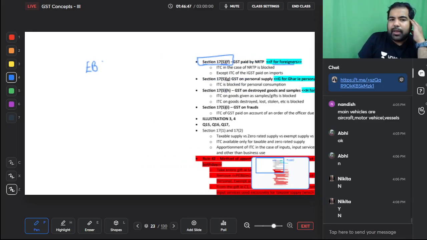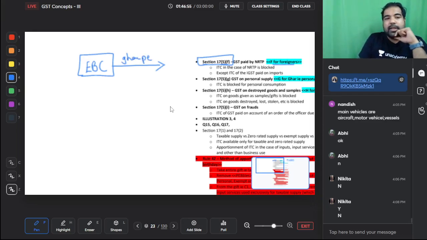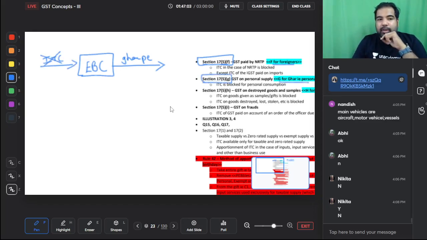If you're an electric bike company and you want to take some assets ghar pe, meaning for personal purposes, then you will not get ITC. So 17(5)(g) is ghar pe, you will not get. For personal supply, you don't get ITC.